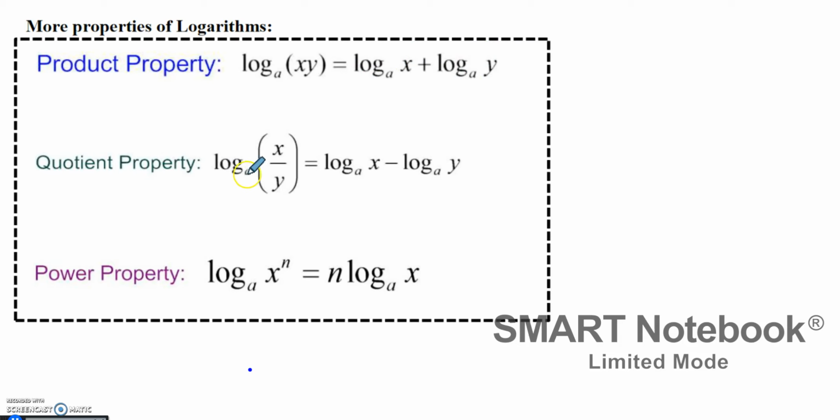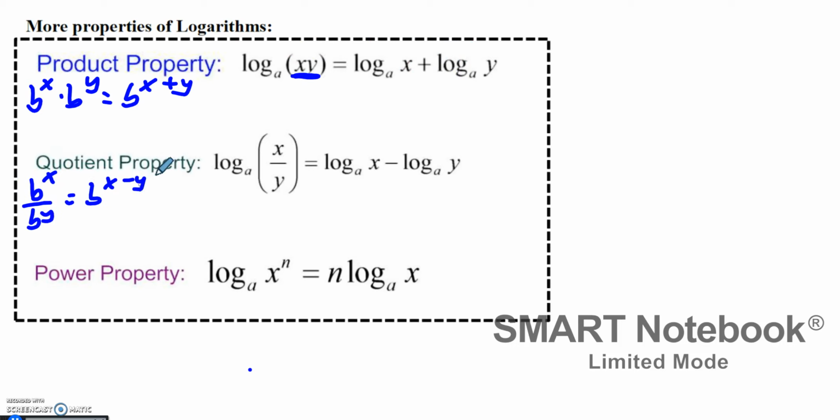If you have a single log of two things being divided, that is the same as two separate logs being subtracted. And what this really relates to is the exponent rule, b to the x times b to the y equals b to the x plus y. If we're multiplying using exponent rules, we're really adding in the long run. And this one is really using the exponent rule, b to the x over b to the y equals b to the x minus y, that when you're dividing like bases, you're really subtracting the exponents, because again, logs are exponents, so that's why that applies.